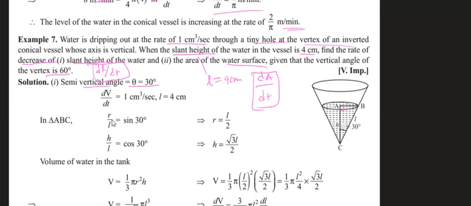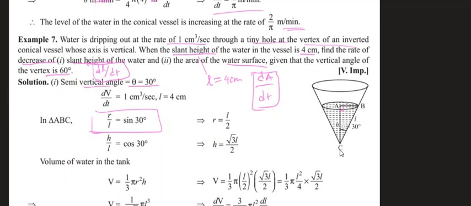So R by L, what is R? This one is R, that is the opposite side, and this is the adjacent side. So opposite by hypotenuse is sine 30, is it not? So sine 30 means R by L. So R by L is given as sine 30. So sine 30 means 1 by 2. Therefore R is equal to L by 2.